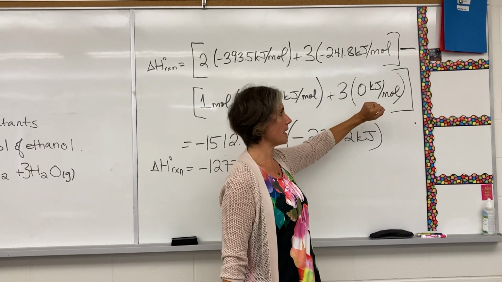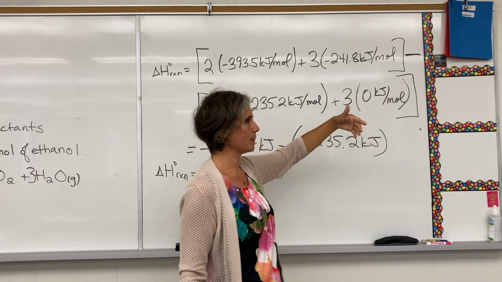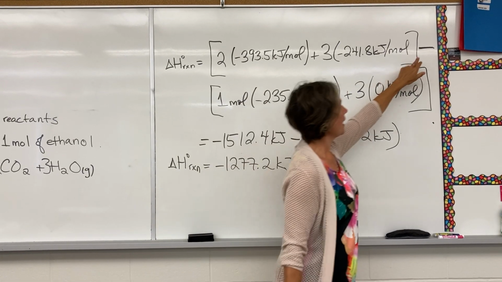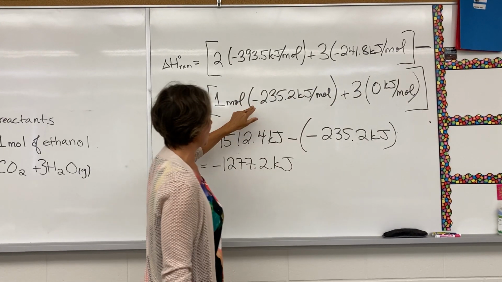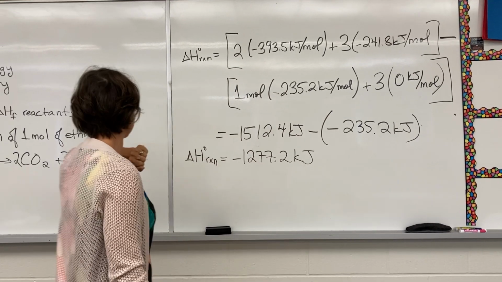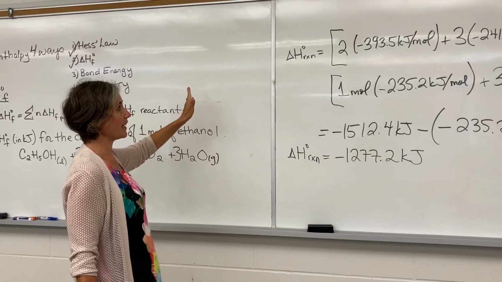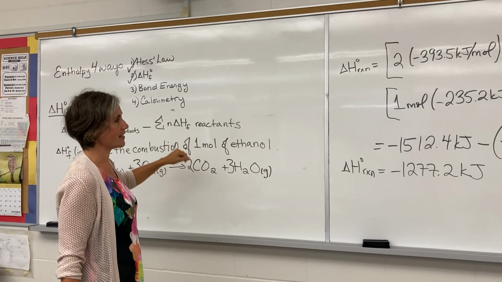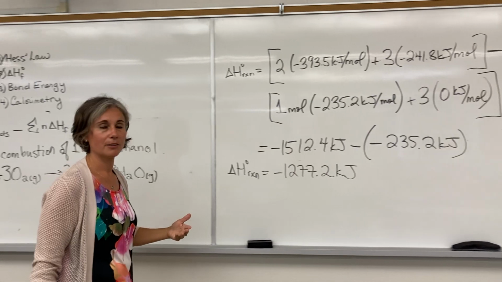Just watch for that 0 term. If a molecule is made up of only one atom or it's an element in its free state, it's always going to be 0. Watch the subtracting of a negative, that's going to be a positive. And the other mistake students often make is forgetting to multiply by the stoichiometric coefficients, the n in the balanced chemical equation.